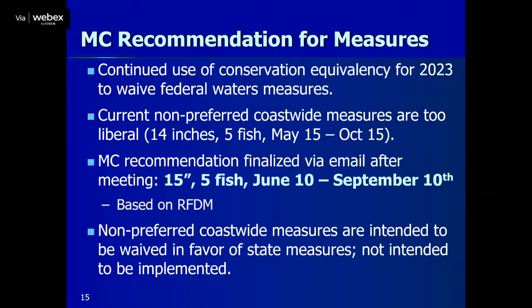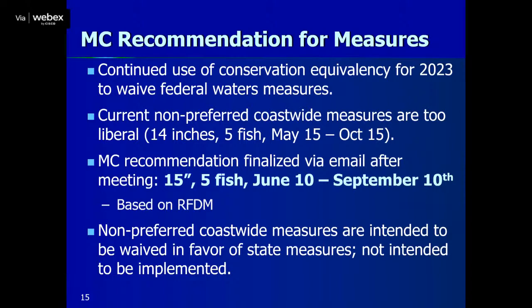So in terms of the monitoring committee's recommendations for the specific measures to go along with the 10% reduction, again, at this stage, the council and board need to focus on the decision to waive federal waters measures or not, and then the measures that go along with that. And then the specific state waters measures will be determined later through the board process. But the monitoring committee's recommendation for the decision that needs to be made today is to continue using conservation equivalency to waive the federal waters measures in 2023.